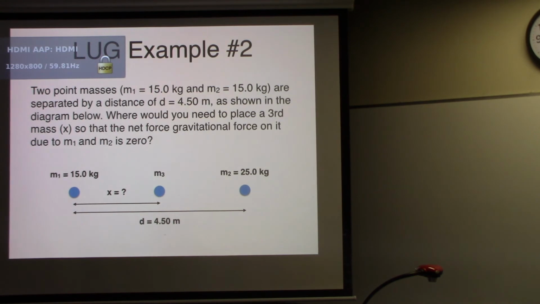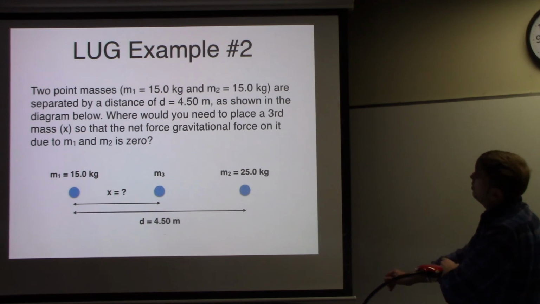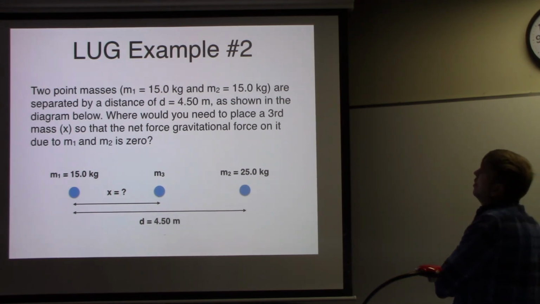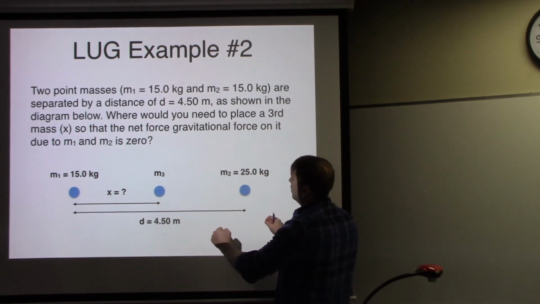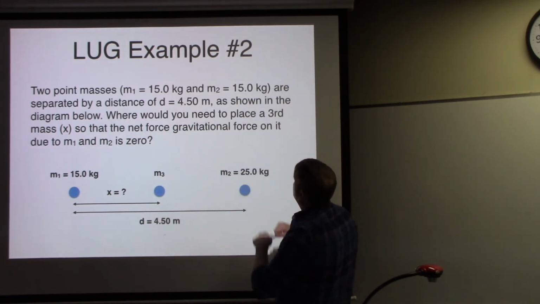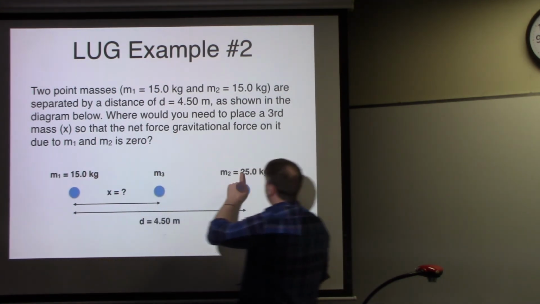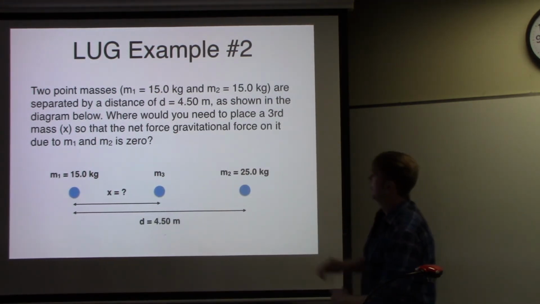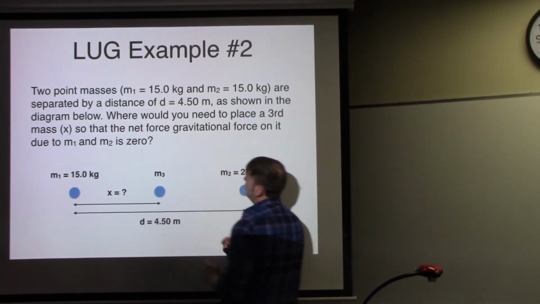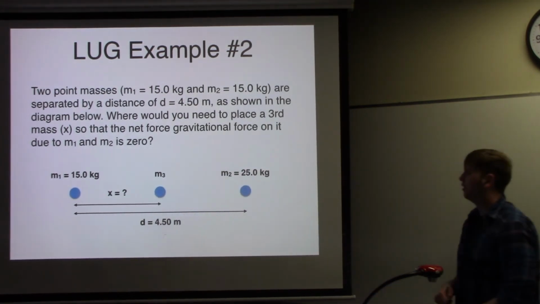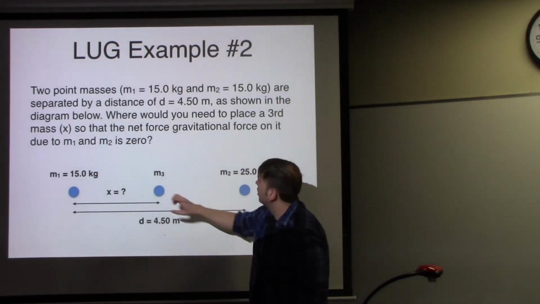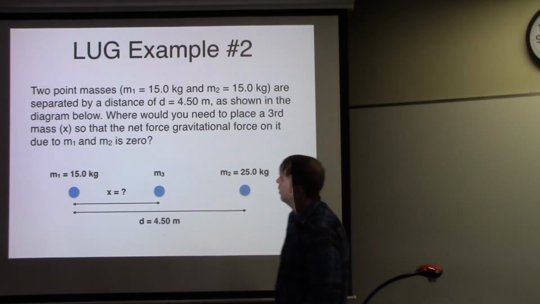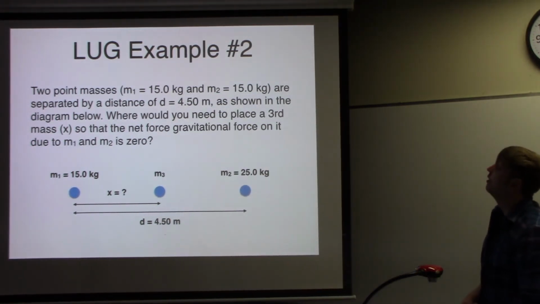All right, let's go through another example here. I've got 2 point masses, M1 and M2, and they're separated, let's see. Actually, no, sorry, I wrote this wrong. M1 is going to be 15 kilograms, M2 is going to be 25 kilograms, okay? So that's M1, M2. And they're going to be separated by 4.5 meters, okay? The question is, if I have a third mass, M3, where would I have to put this third mass so that the net gravitational force on it is equal to 0?